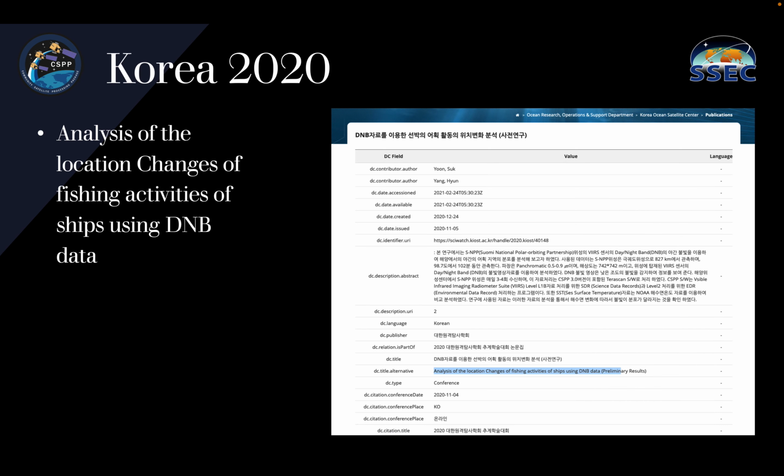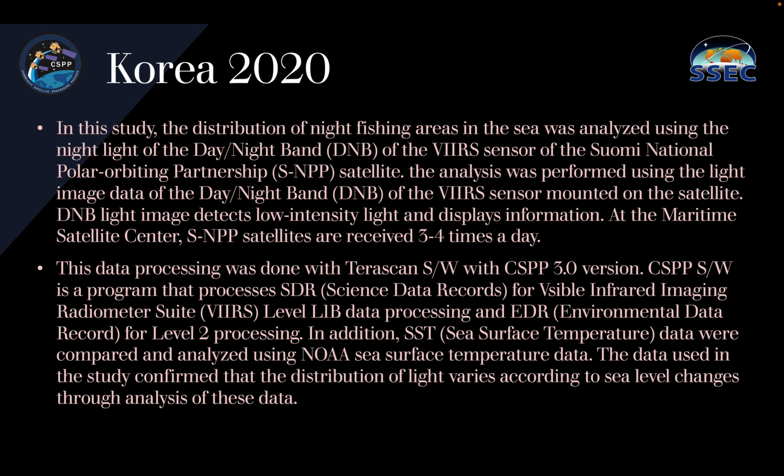So there was also this internal publication to KMA. This is in Korea from 2020, their Ocean Research Operations and Support Department, Korean Ocean Satellite Center. So they published an analysis of the location changes of fishing activities of ships using VIIRS DNB data. And if you go to that reference, what you see is that they're studying the distribution of night fishing areas based upon the VIIRS day-night band, which can detect the lights from those ships.